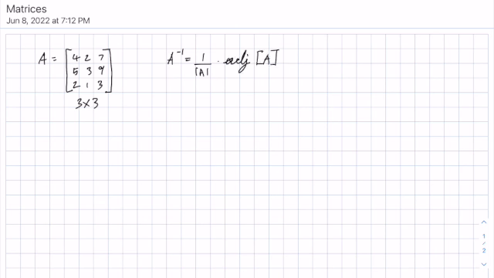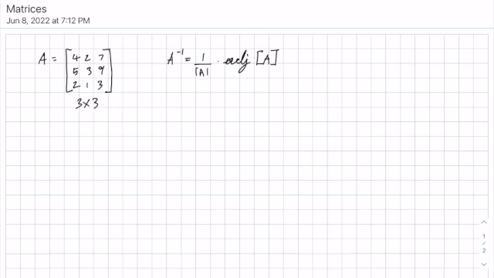Finding the determinant of this matrix shouldn't be a problem. We should already know how to find the determinant of this. But finding the adjugate is not something I've told you yet. So let's just try to find how to get the adjugate of A.